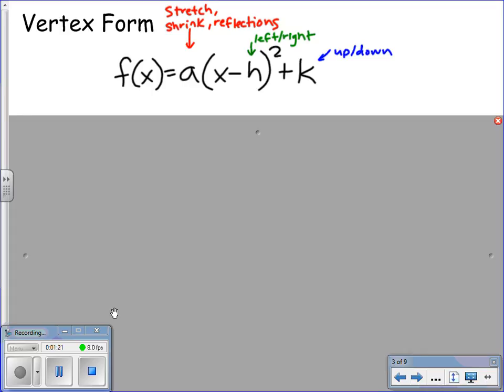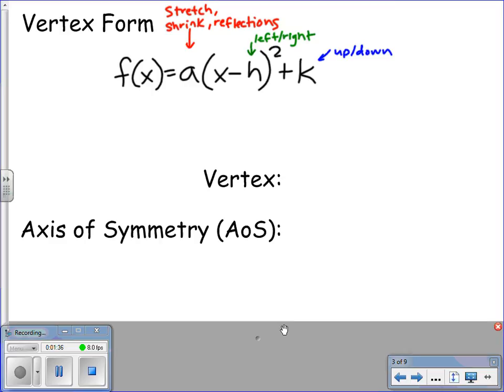Some of you are probably to the point where like, yes, I already know that. And then others of us are saying, maybe I should write this down. So it's up to you how you feel about that. I'm going to give you two pieces of information today: vertex, axis of symmetry. We defined vertex yesterday as the minimum or the maximum point of your parabola. It depended on the orientation, whether your parabola opened up or whether your parabola opened down.